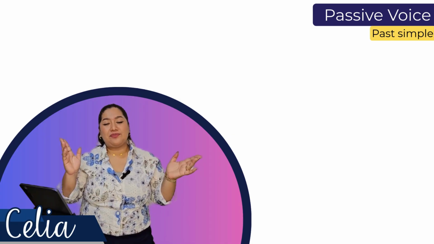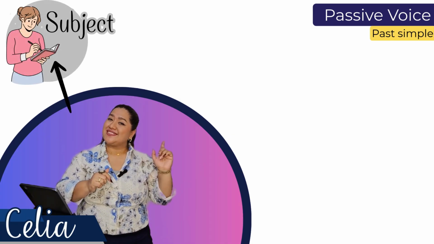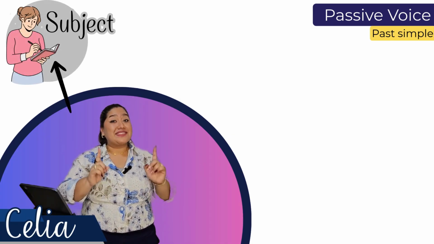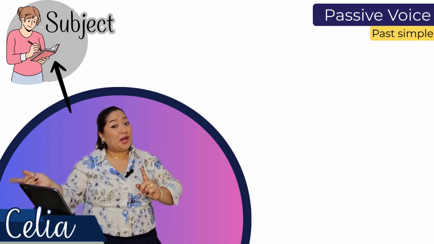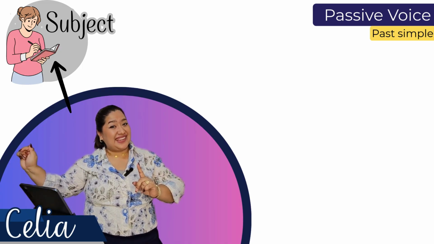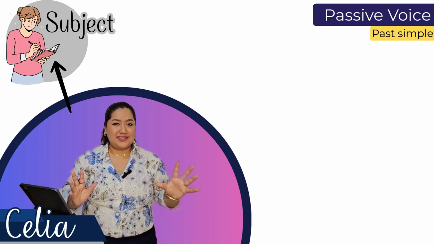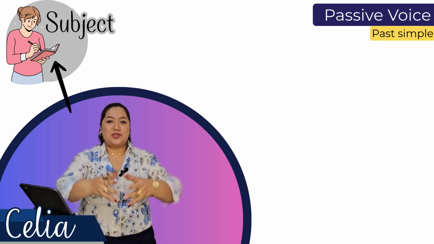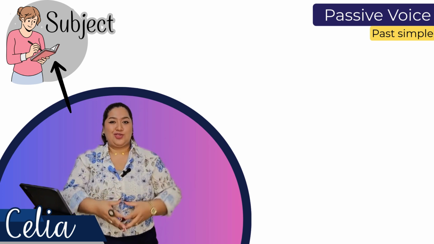So first of all, you need a subject, of course, a subject. And remember, the subject is the receiver of an active voice sentence. So you need a subject. You decide who is the person or what is the thing you're going to choose as the subject.